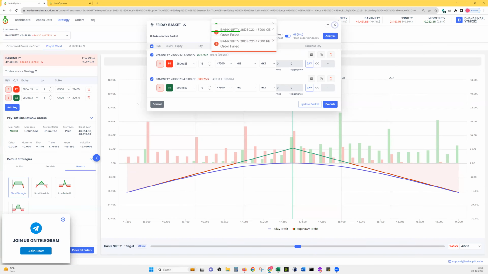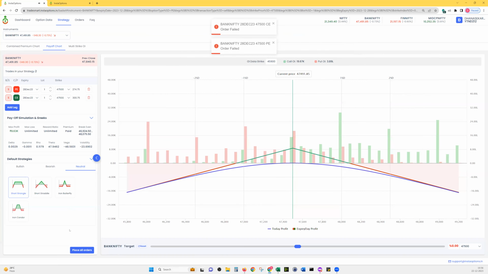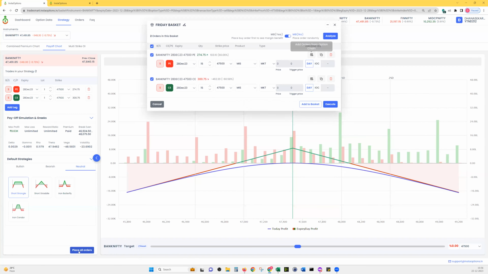And after the analysis, if you want to place it, it's very simple. You can just find it in the place order details. Just click on place order and then click execute the order. That's it. The order will be executed.